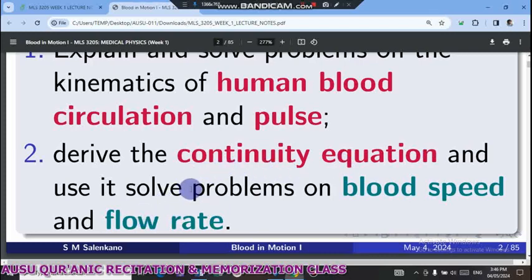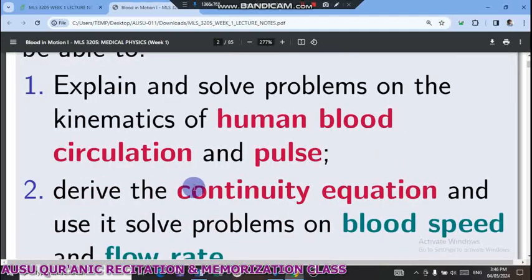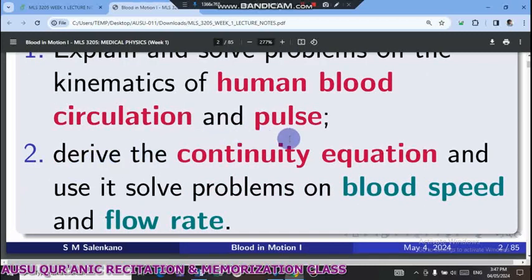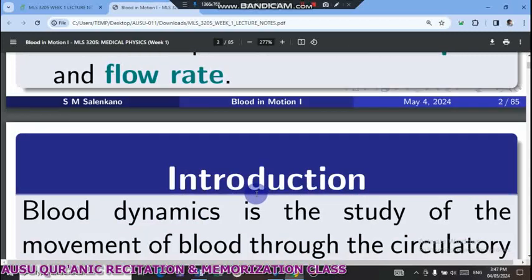So after watching this video, these two activities, they are actually four. I just summarized them into two because each one you take is twofold. Number one, say explain, that is one, and solve, that is two, and then number two, say derive the continuity equation, that is activity 3, and then use it to solve problems on blood speed and flow rate. So you have 4 activities in all. At the end of this lecture, you should be able to do all these activities.